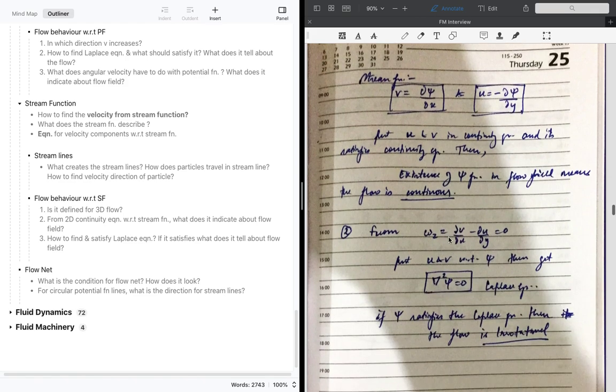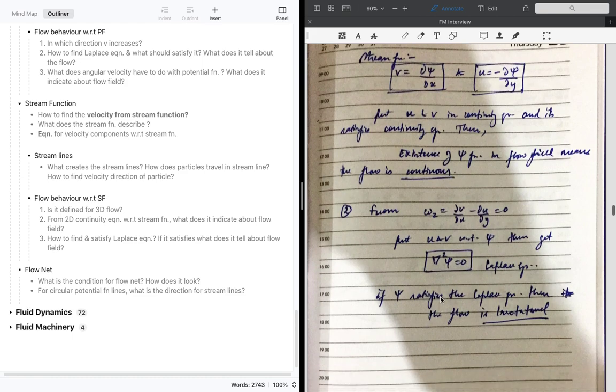And when should we say that it's irrotational? When the angular velocity is described like this, and we put these stream function values inside here, we get a Laplace equation. If the stream function satisfies the Laplace equation, then we say that it is an irrotational flow.